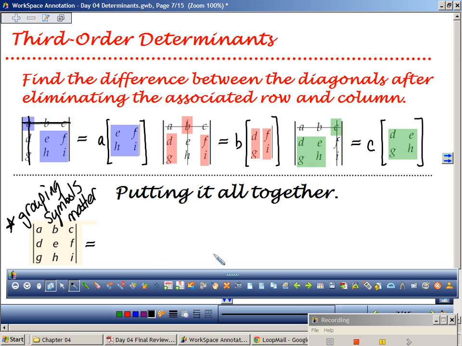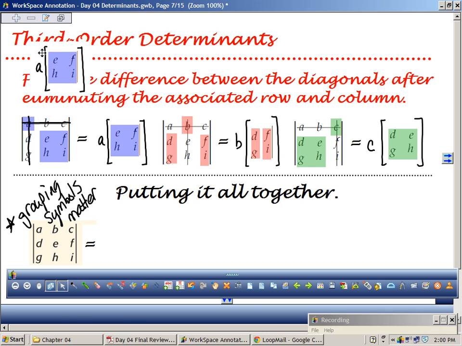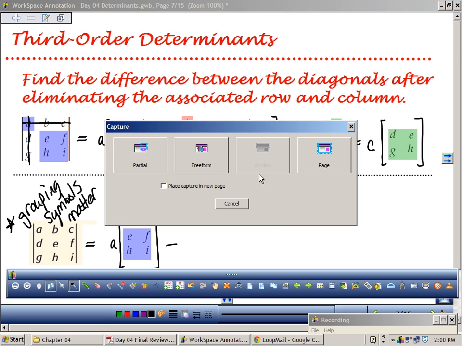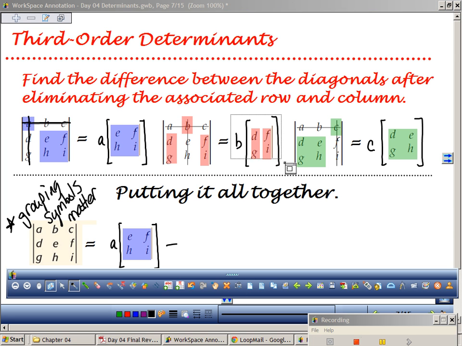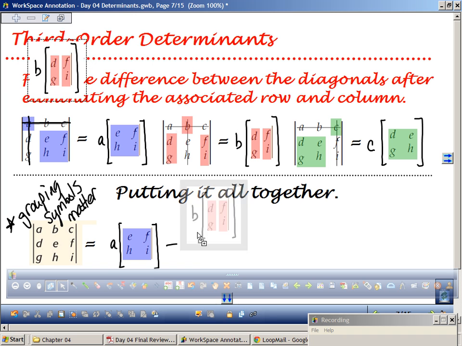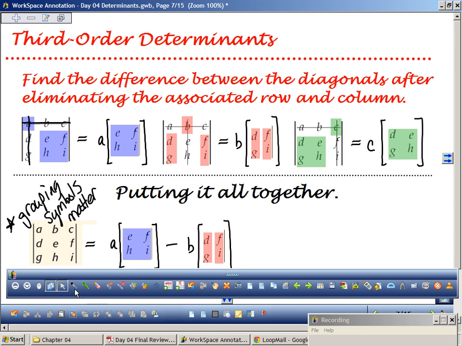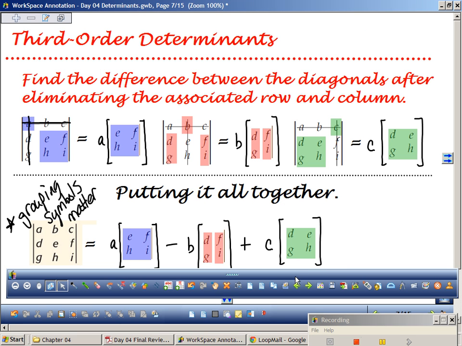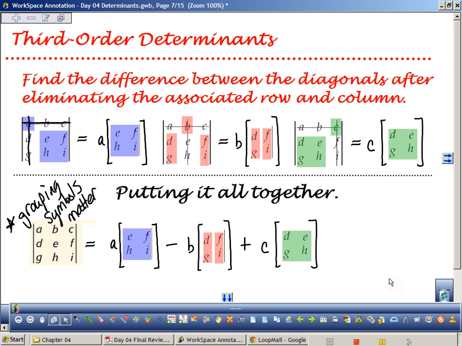All right, so then if I put it all together, I would take this, then subtract, because it goes addition, subtraction, right? It is alternating. And then add this one. And now it's nice and pretty. Okay, go ahead and write that down.